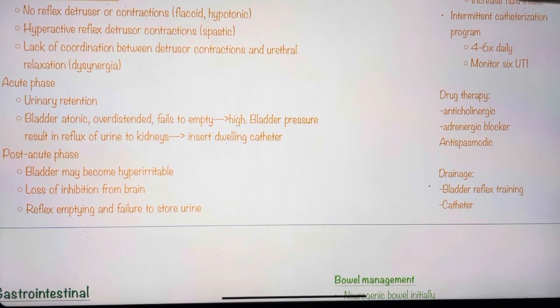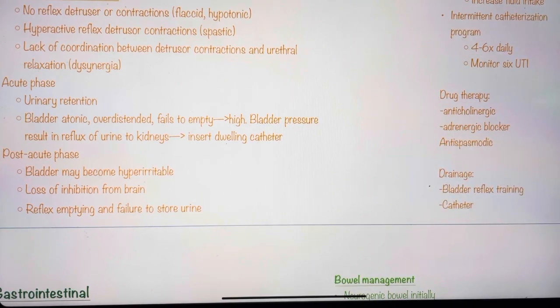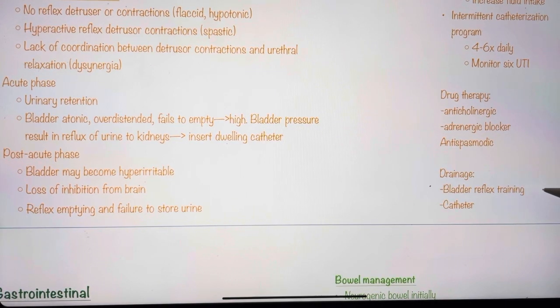The reason for this is to prevent autonomic dysreflexia due to the bladder being full. So you want to make sure to train this patient's bladder, or at least drain it so that it doesn't become overdistended and irritate the patient. There are some drug therapies that could be indicated depending on which stage or phase the patient is in. So it could be anticholinergics, adrenergic blockers, antispasmodics, and again, that bladder reflex training.